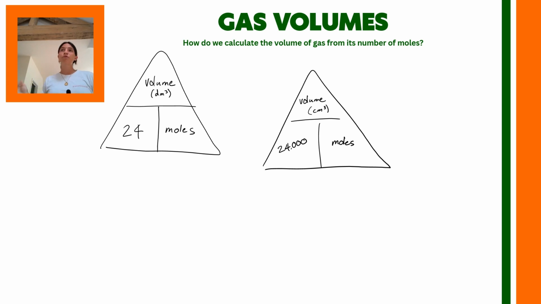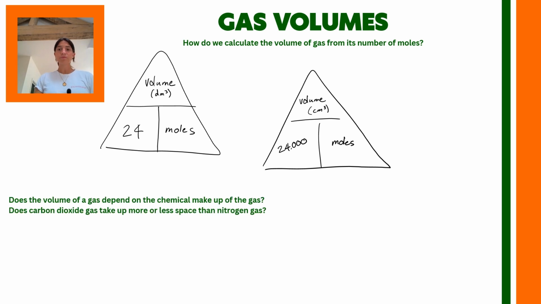And remember, from all of our work before about concentration, you should know that that is because there are 1,000 centimeters cubed in a decimeter cubed. Okay, and what this equation is essentially telling us is that 1 mole of gas takes up a volume of 24 decimeters cubed if you're at atmospheric pressure and at room temperature.